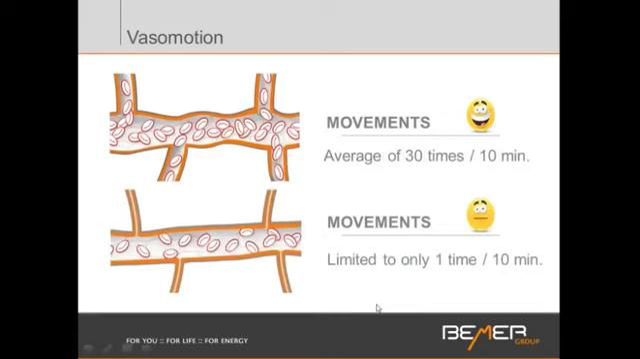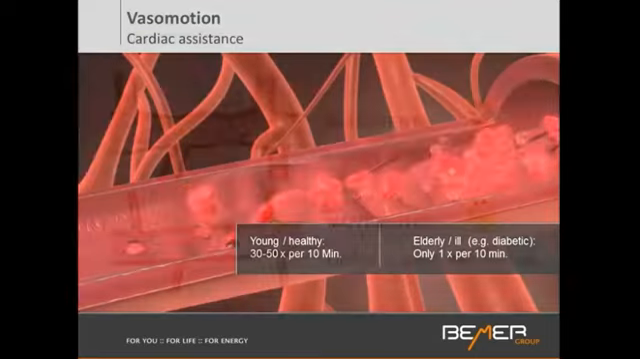When we have impaired vasomotion, it could be as much or as low as 1 time per 10 minutes. And now when you look at the requirement for every cell in your body of oxygen on a regular basis, it takes just about a few minutes, maybe 4 or 5 minutes, for cellular tissue to suffer and die, because without oxygen our cells will die and not perform anymore.